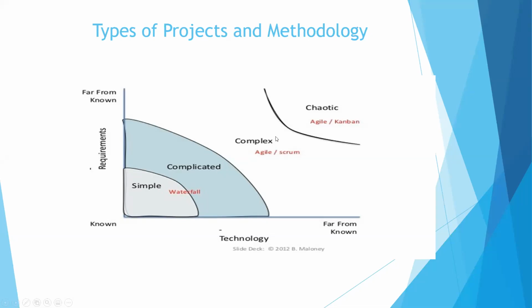But when it's complex, with a lot of unknowns and complicated technology, it is Scrum, I guess. One is chaotic, with a lot of unknown technology and unknown requirements. I think Kanban is recommended in that case, but Kanban is out of scope for this training. So that is, in graphical form, the kind of project that suits different methodologies.